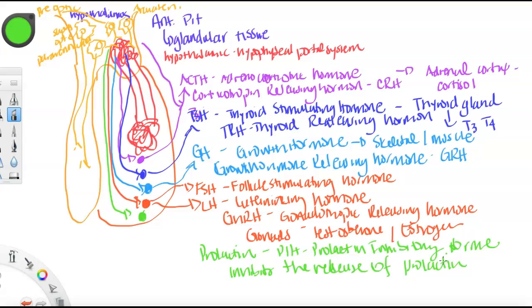So those are all the releasing hormones from the hypothalamus, and those are all the stimulatory hormones from the anterior pituitary. So the anterior pituitary, again, synthesizes its own hormones, but only releases or secretes them when they are told to, from getting releasing hormones from the hypothalamus. So the hypothalamus has complete control here.